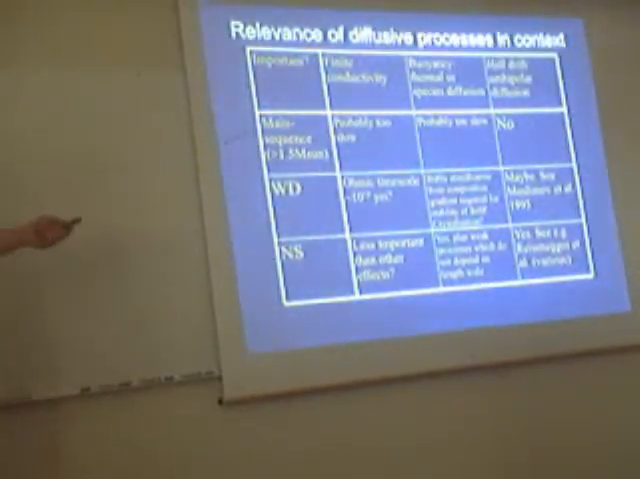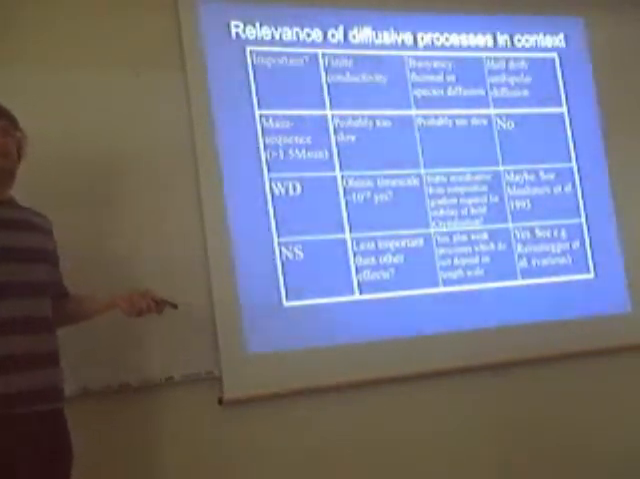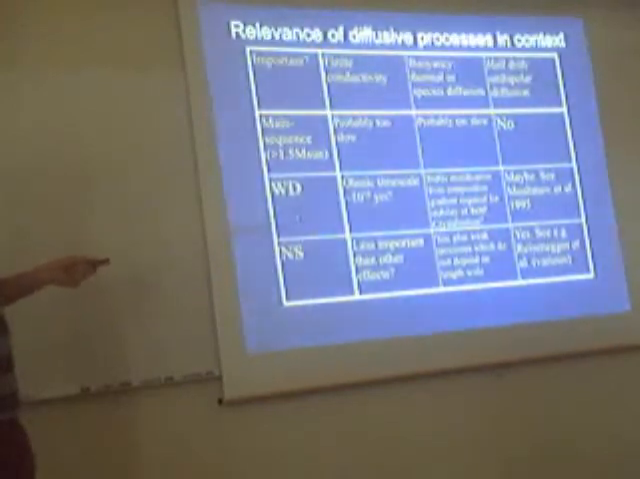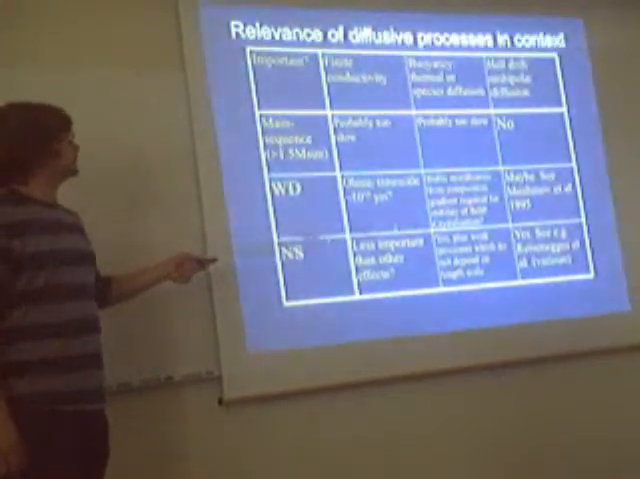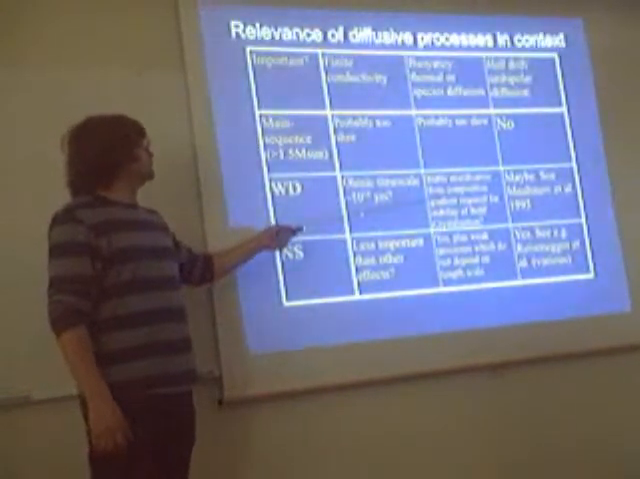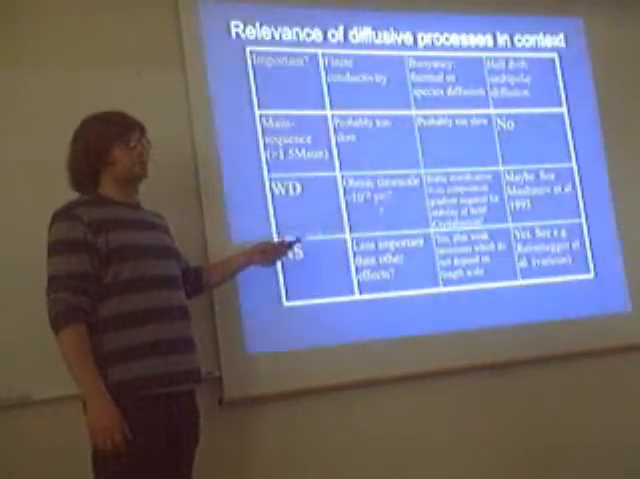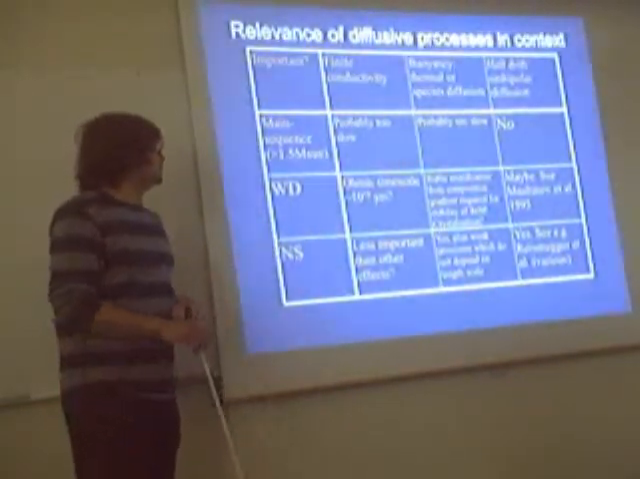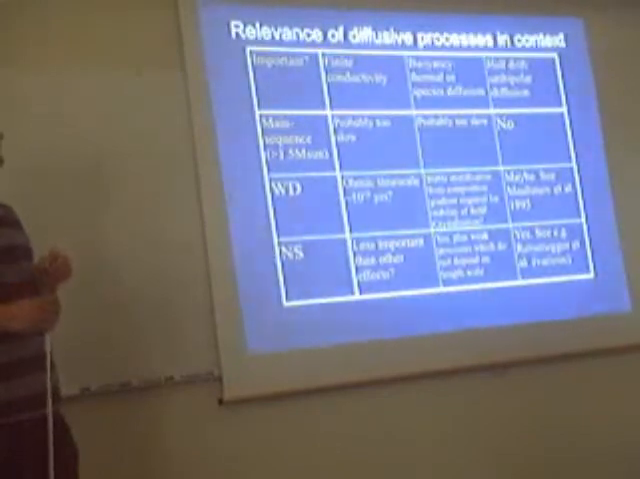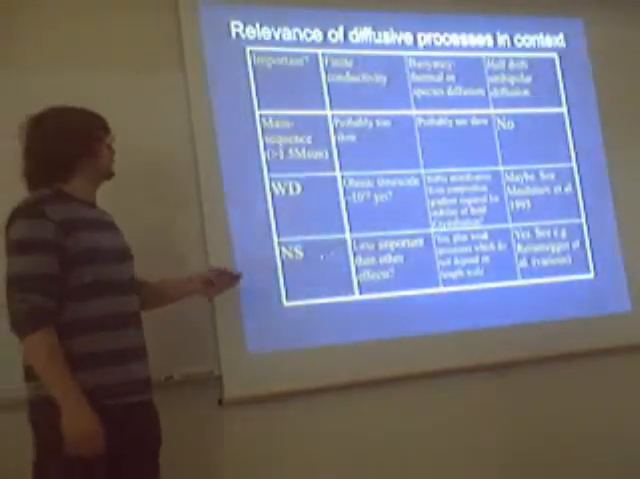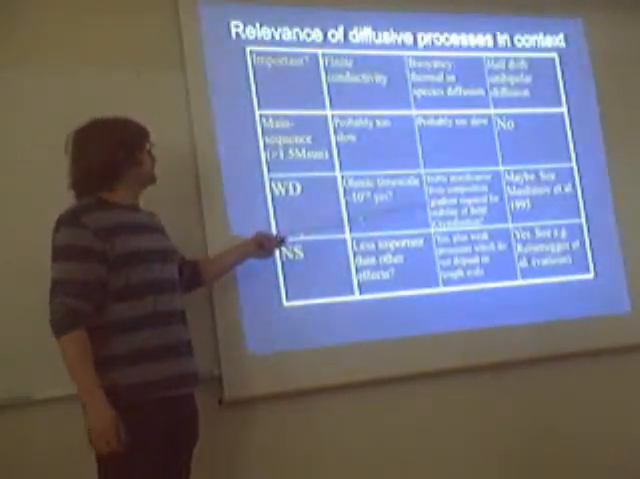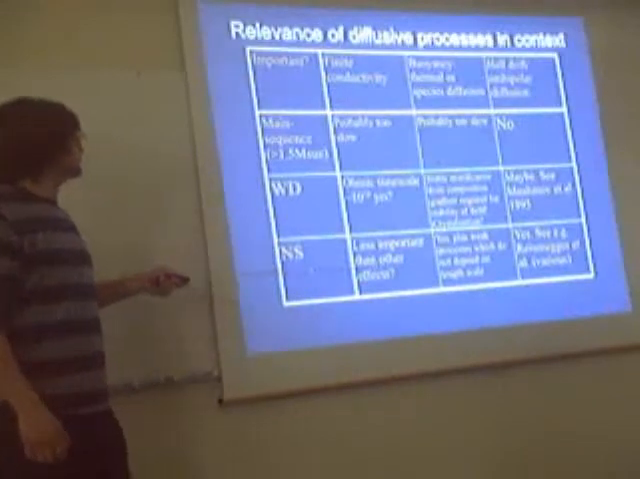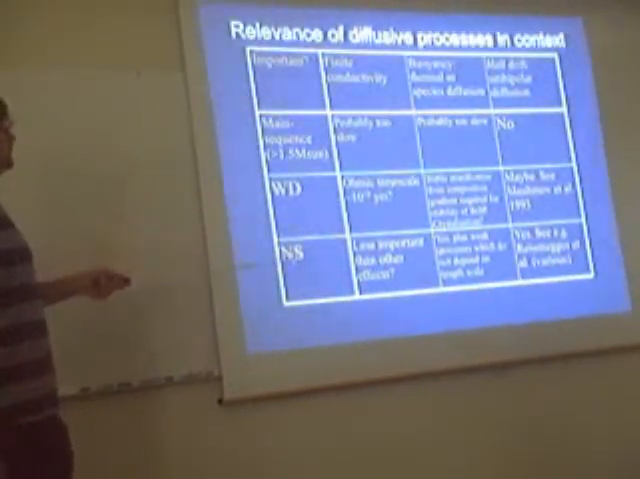How important are these processes in different kinds of stars? In main sequence stars, probably none of these are going to have any effect on a sensible timescale. In a white dwarf, the ohmic dissipation may be interesting. The composition gradient in a white dwarf may be pretty important in actually holding this field in the torus. But the thermal aspect is probably not very important. And the Hall drift is not very well understood.